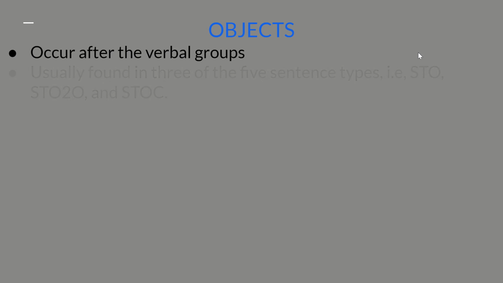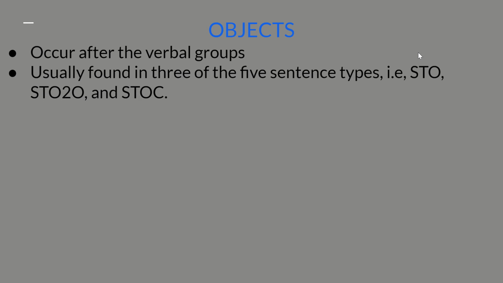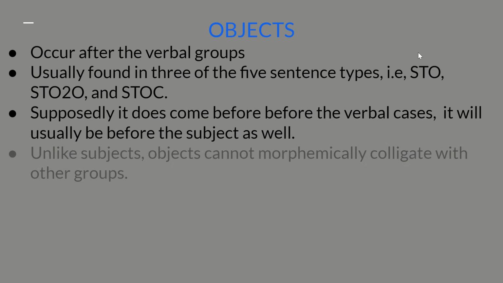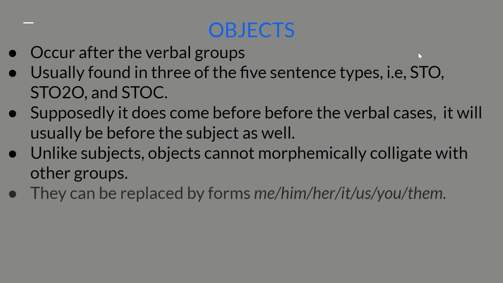Now, objects. Objects occur after the verbal groups. They are usually found in 3 of the 5 sentence types, that is STO, STO2O, and STOC. Supposedly, it does come before the verbal cases. It will usually be before the subject as well. Now, unlike subjects, objects cannot morphemically colligate with other groups. They can be replaced by the forms me, him, her, it, us, you, them.